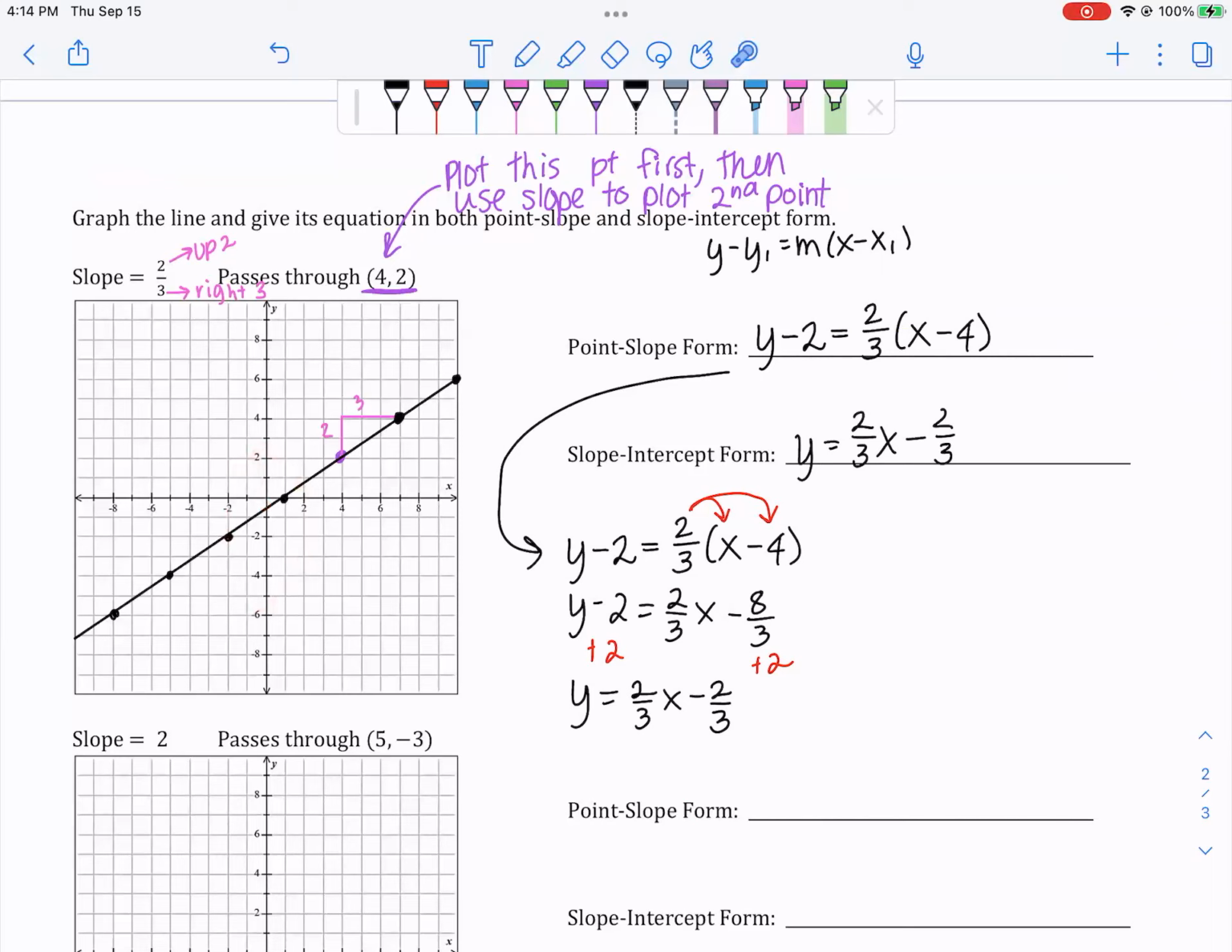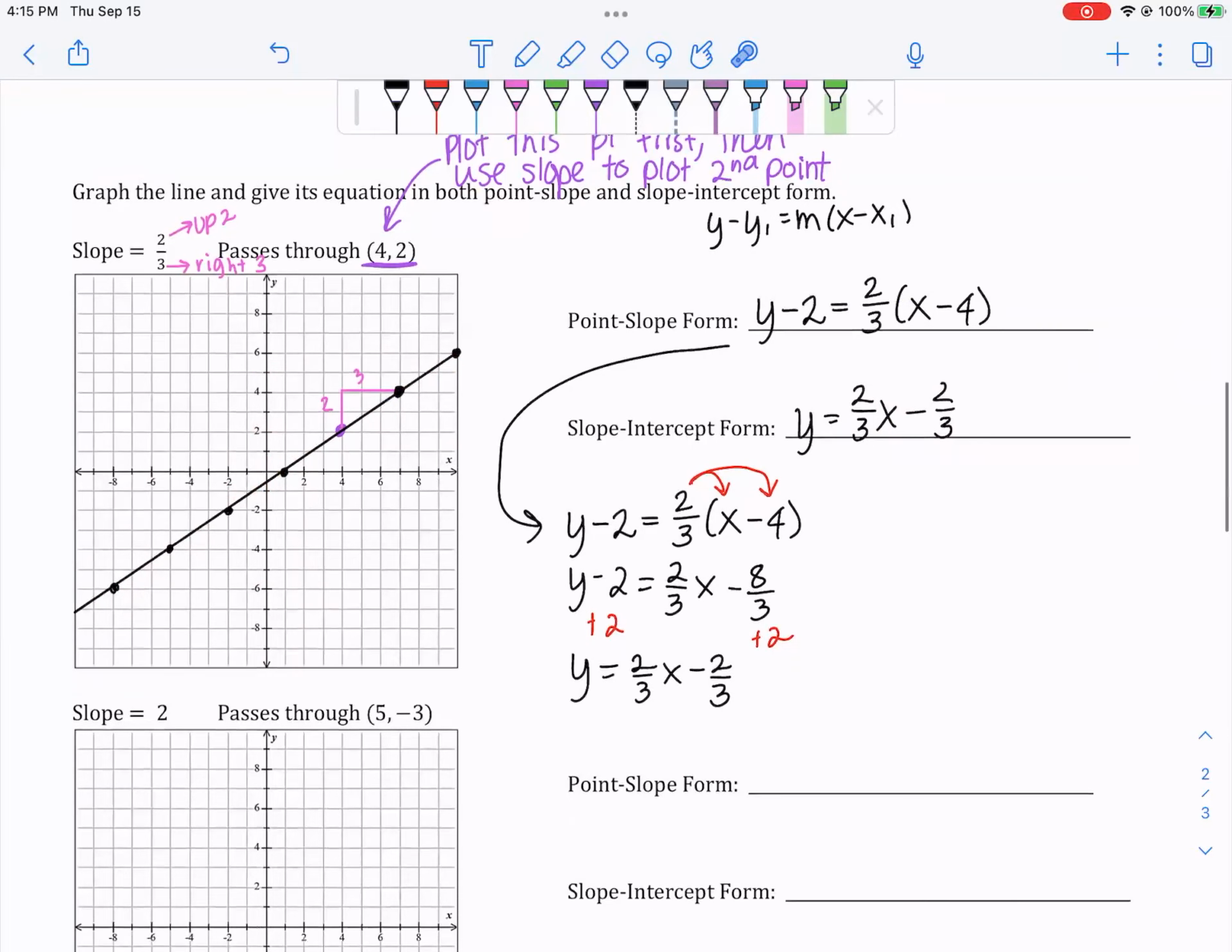If you look at our picture, this all feels like it makes sense. We have a positive slope, which is true. A car would go uphill. And we have a negative 2/3 y-intercept, which is just about right. Based on my picture, it looks about right.